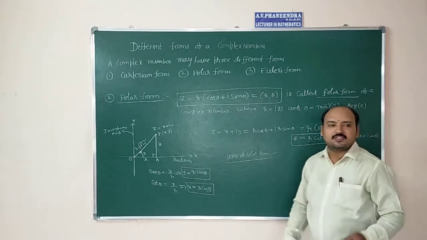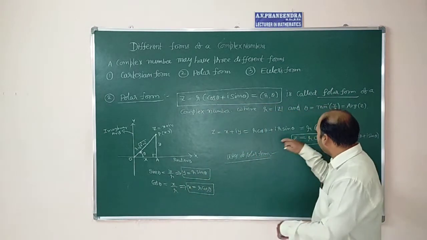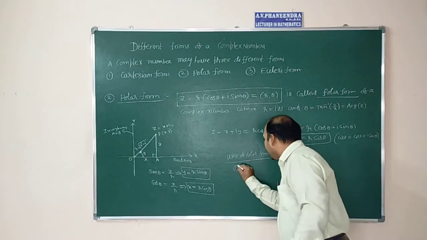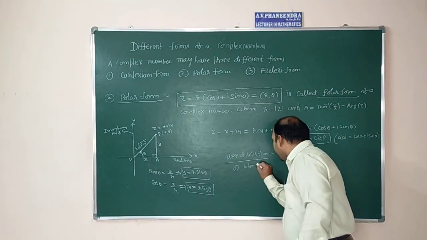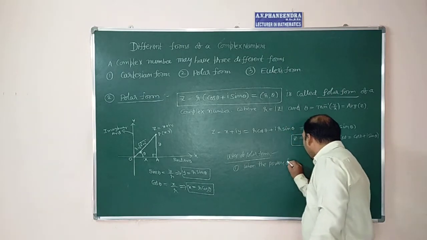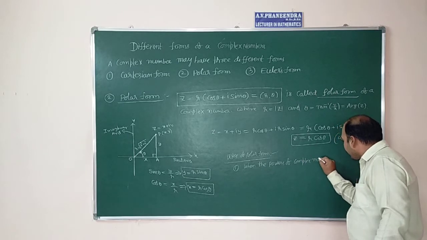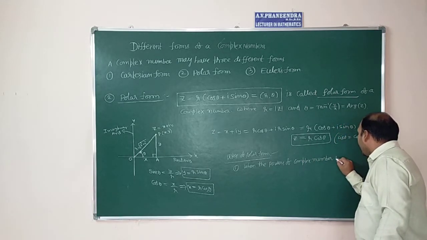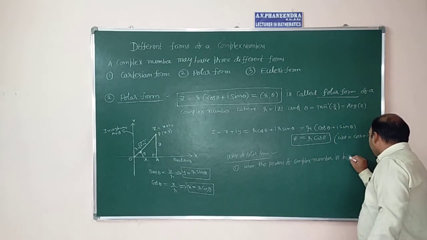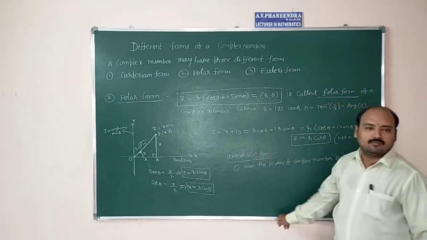The first point is, when the powers of a complex number are high, whenever high power complex numbers are there, that time we can apply this polar form.